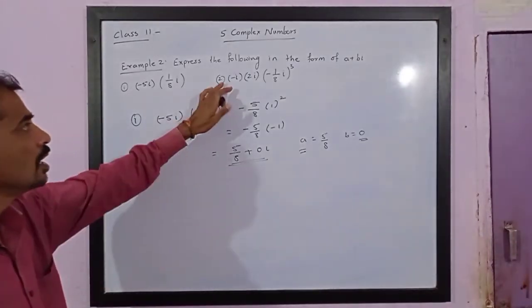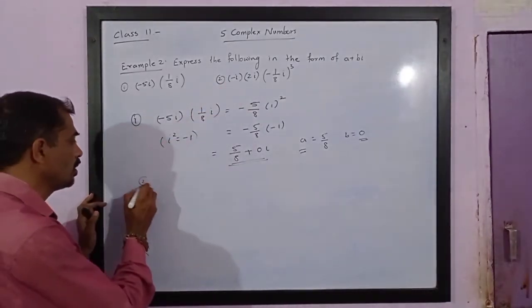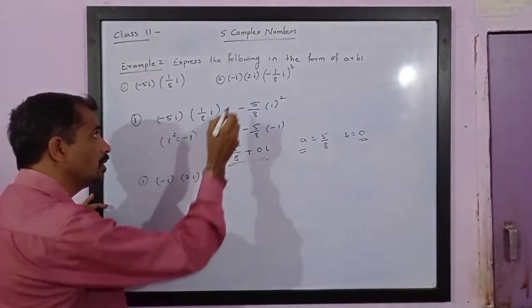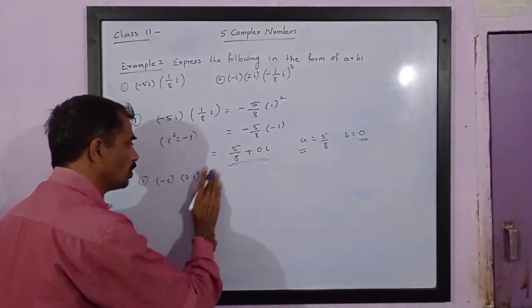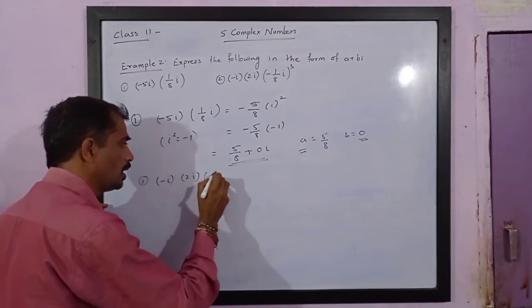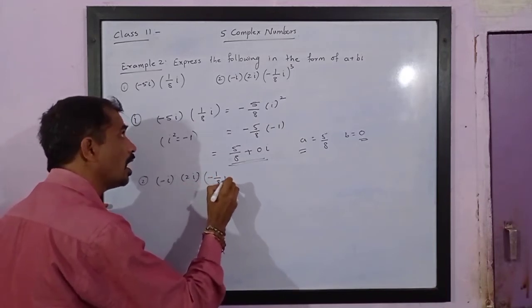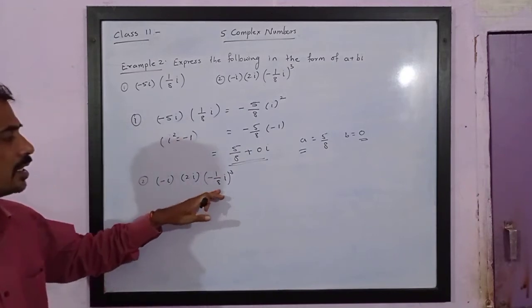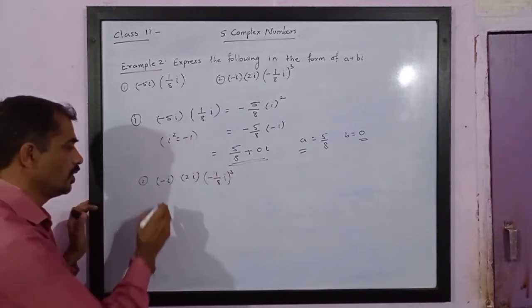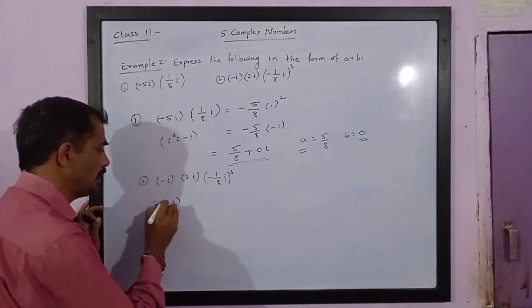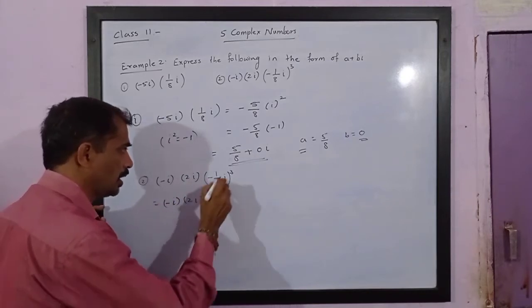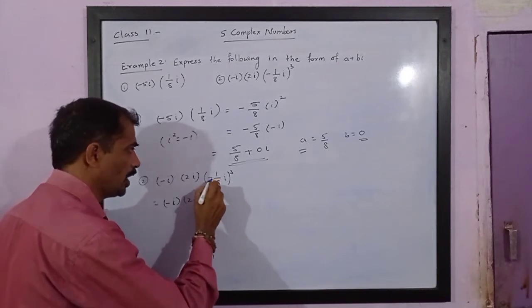Second question is negative i multiplied by 2i multiplied by negative 1 upon 8i, bracket cube. So while solving we need to solve the index first. So this is equal to minus i multiplied by 2i multiplied by, negative into negative 3 times will become negative.